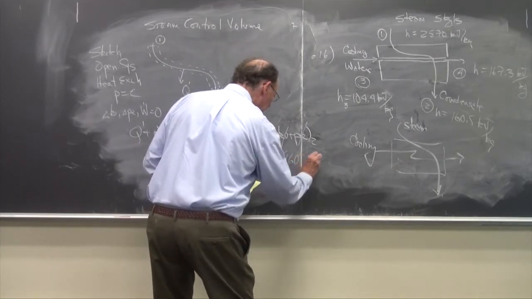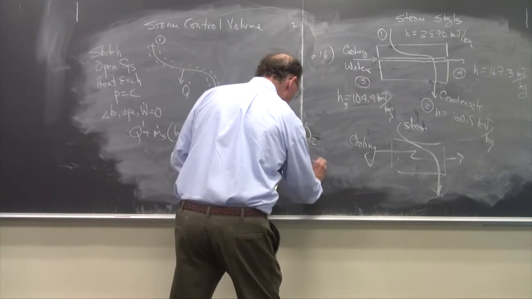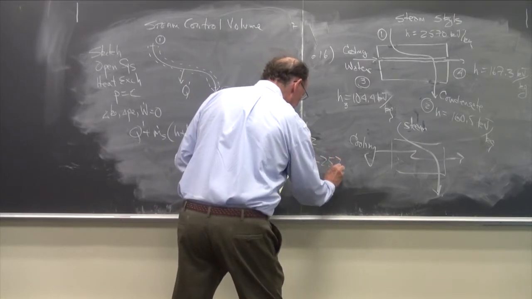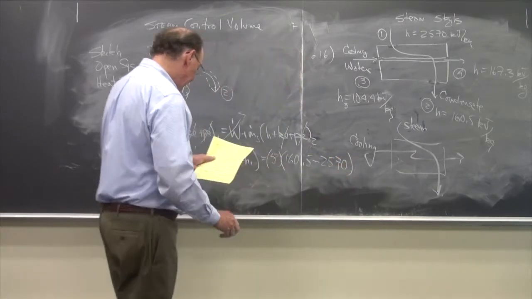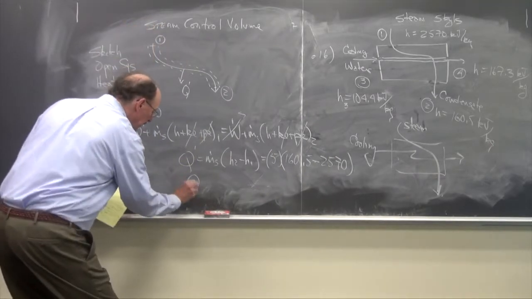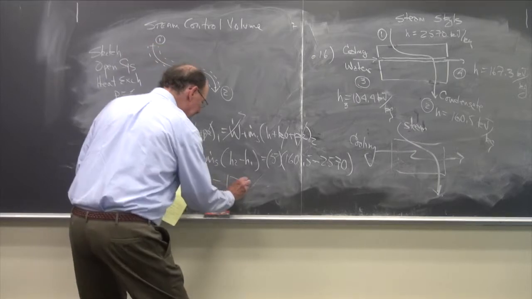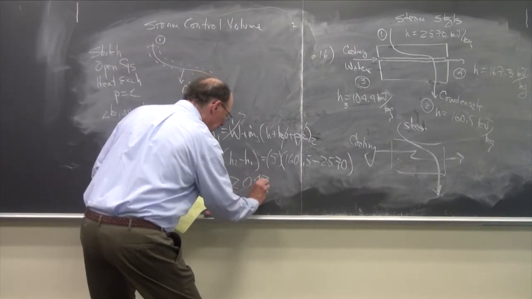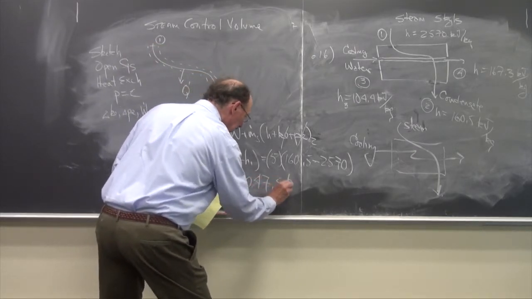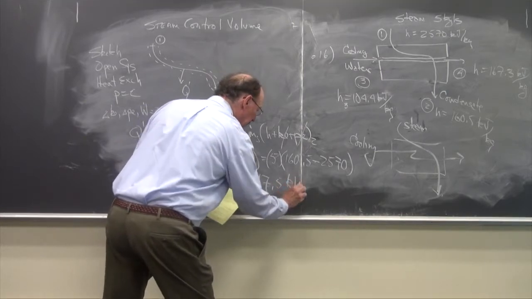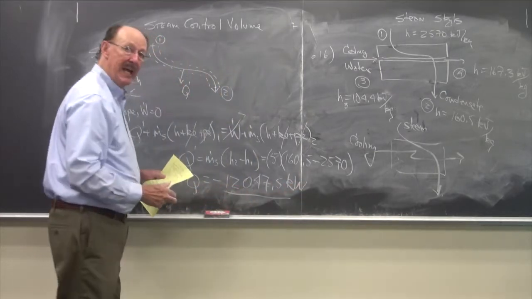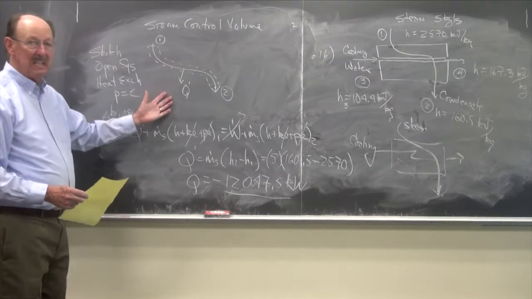If I substitute in, I have 5 for the mass flow rate times (160.5 minus 2570), where Q dot is equal to minus 12047.5 kilowatts. So that tells us what the heat leaving is.